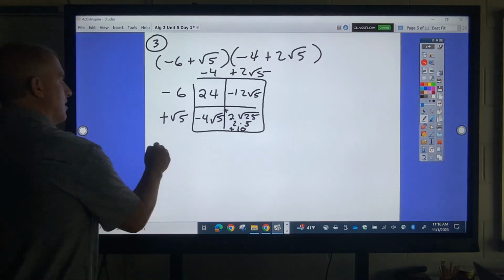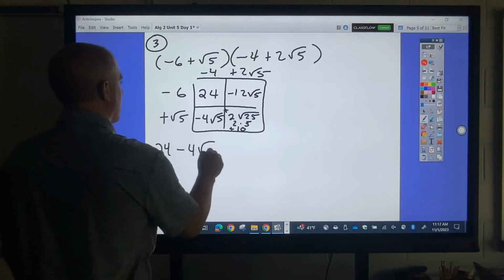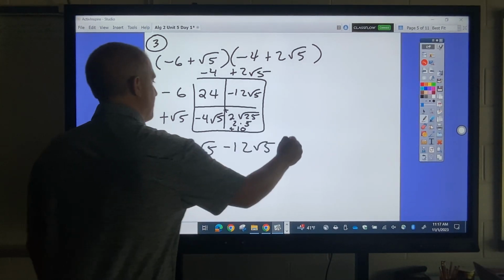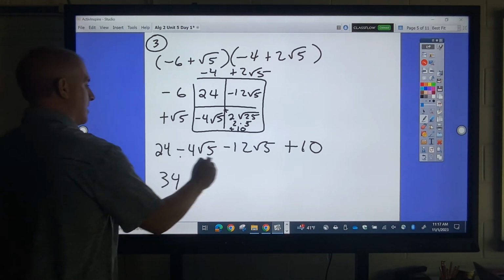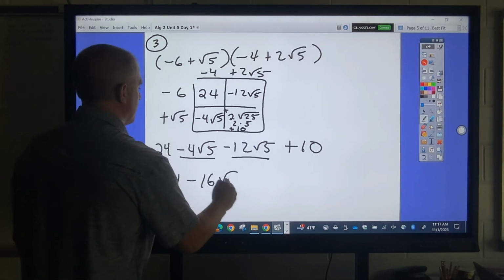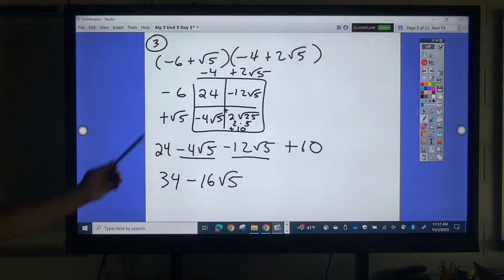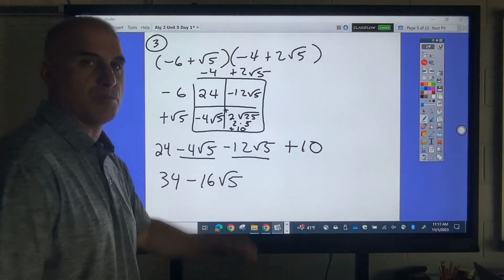which would give me positive 10. So I got 24 minus 4 square root of 5 minus 12 square root of 5 plus 10. Okay, so I can combine these. That's 34. Combine those, that's negative 16 square root of 5. All right, so you basically just have to reduce. I cannot reduce those because those are prime.